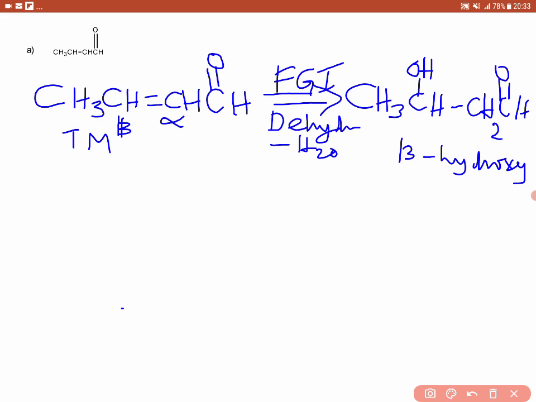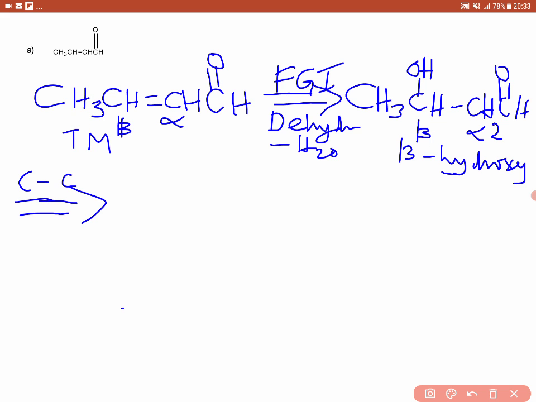Then still working backwards, the beta hydroxy compound, we should be able to see it as having come from an aldol reaction, and therefore working backwards we need to disconnect a C-C bond, a carbon-carbon bond, and the carbon-carbon bond that we will be disconnecting is the bond between the alpha and beta carbon.